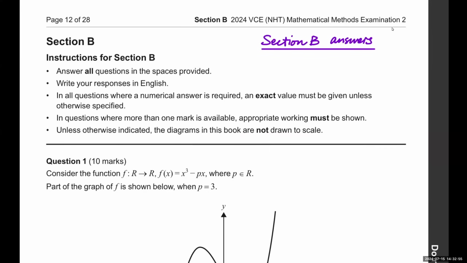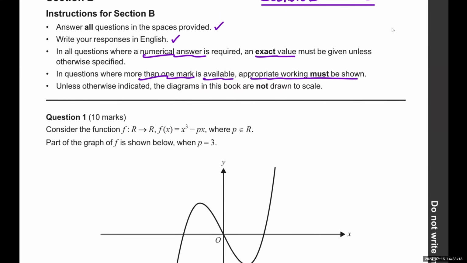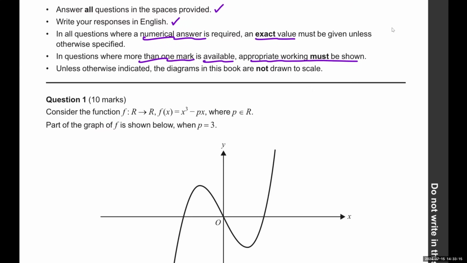So this is my second video to analyze the recent NHT Math Methods Exam 2. Answer all questions in the space provided. Yep. Written responses in English. Numerical answer required, exact value. Yep. More than 1 mark available. Appropriate working must be shown. Yep. Diagrams not drawn to scale. All right, so we're good to go.